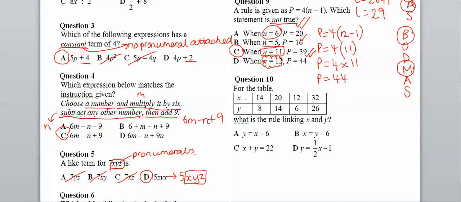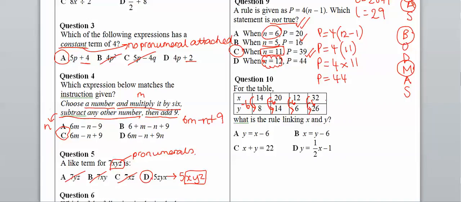Question 10. For the table, what is the rule linking x and y? Okay, so first we look for a pattern between the y's. So to get from 14 to 8, we minus 6. To get from 20 to 14, we also have to minus 6. To get from 12 to 6, again, we're minusing 6. And to get from 32 to 26, we're also minusing 6.